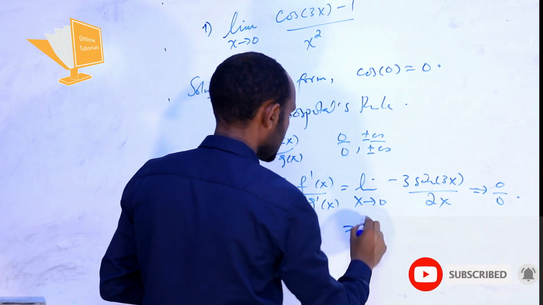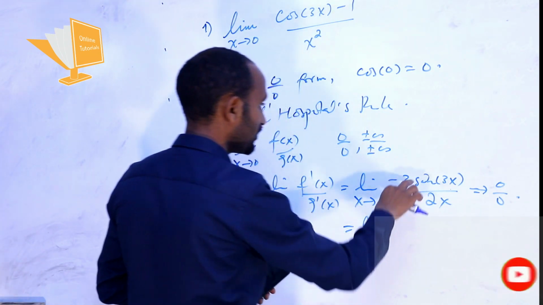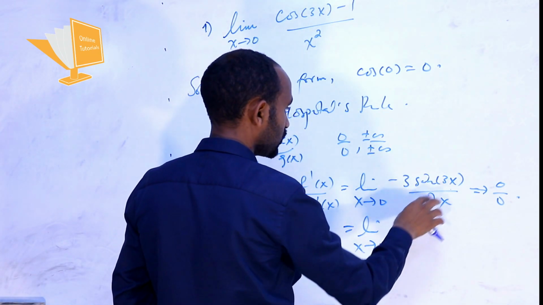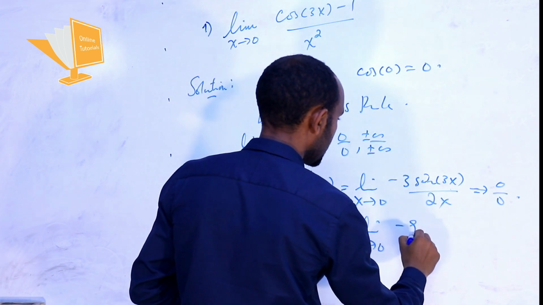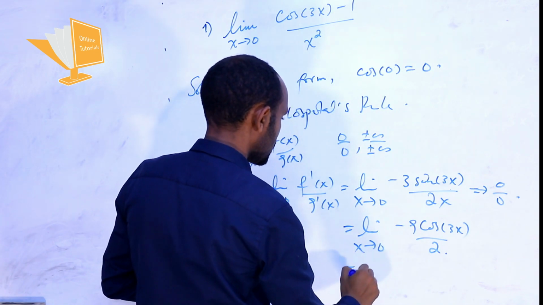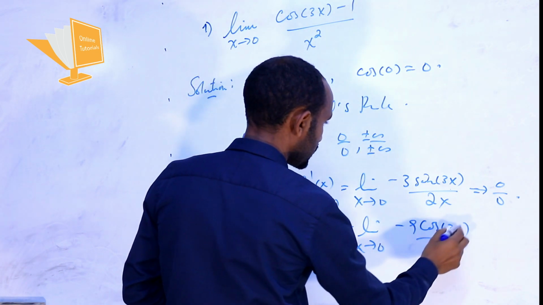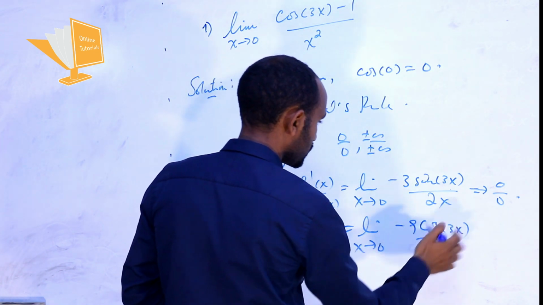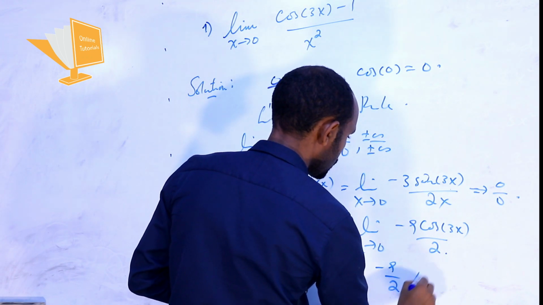So we apply the same procedure. Derivative of the numerator and the derivative of the denominator. So minus 9 cosine of 3x divided by 2. Now, the denominator is 2. So cosine of 3x as x goes to 0 is 1, minus 9 over 2.